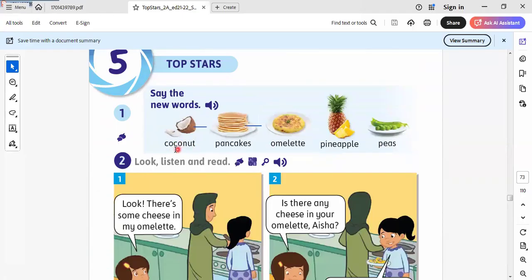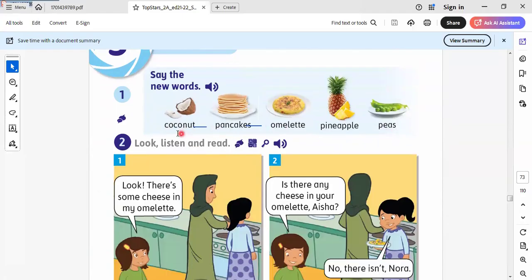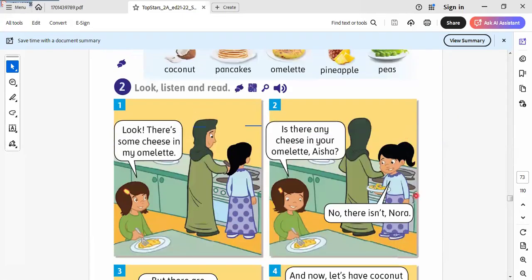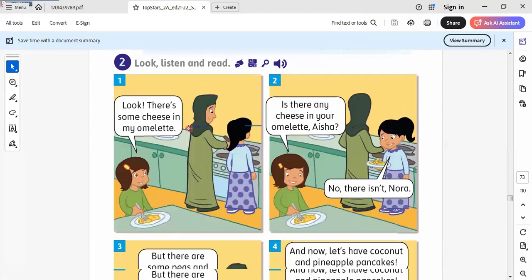Here is coconut. Pancakes. Omelette. Pineapple. Peas. Let's repeat together. Coconut. Pancakes. Omelette. Pineapples and peas. Let's read this text together.